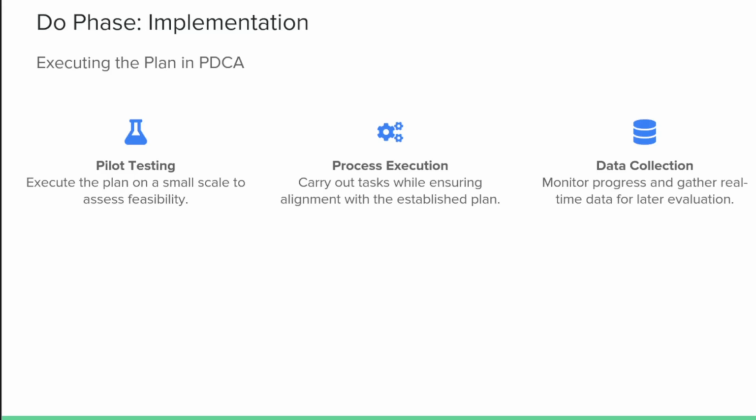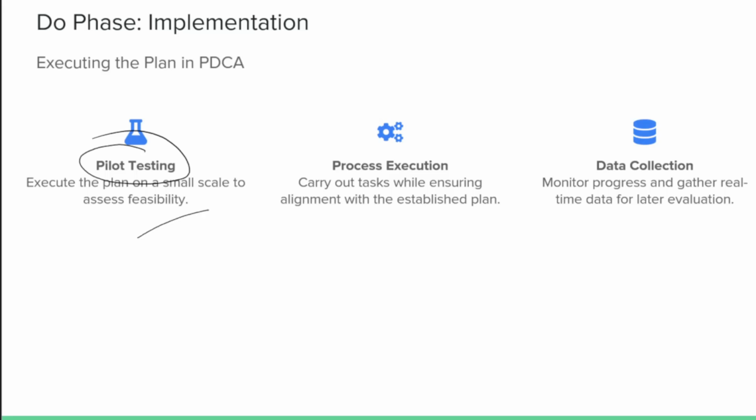Next phase is the do phase of the PDCA cycle, which focuses on the implementation of the plan in a controlled and strategic manner. Instead of rolling out the changes on a large scale immediately, organizations begin with pilot testing to evaluate feasibility and identify potential issues.